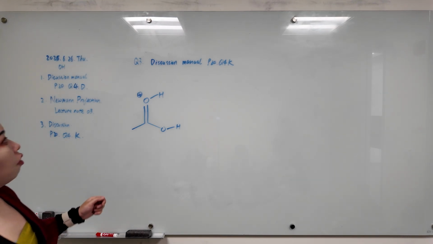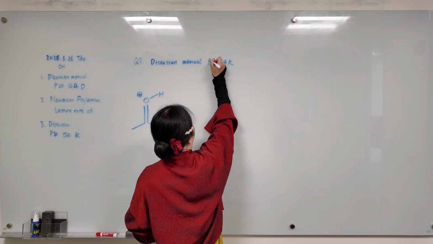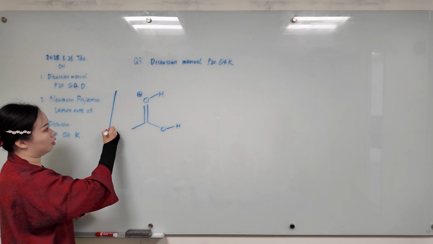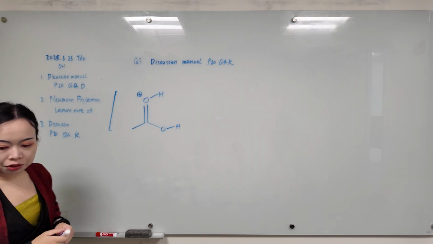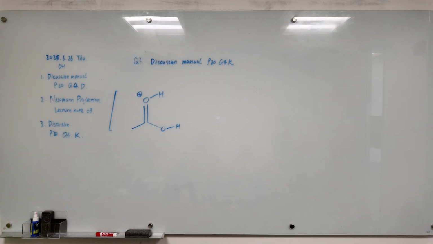Okay, we are going over the discussion menu, page 20, question 4K, resonance structure. Let's get back to the game of what is missing. So what is missing? They're missing a lot of lone pairs. Okay, add all the lone pairs back.